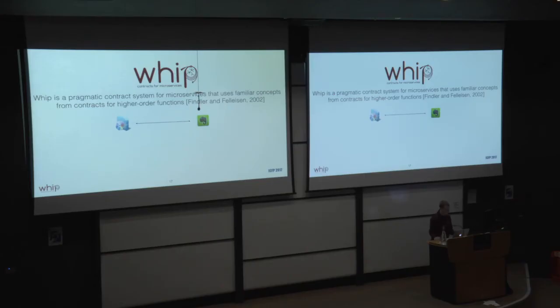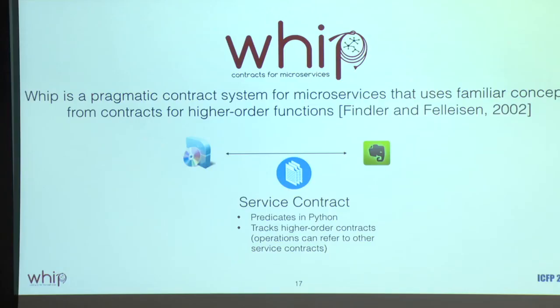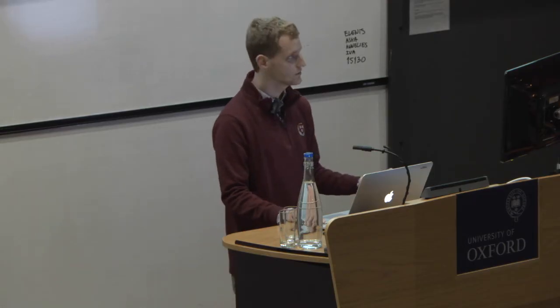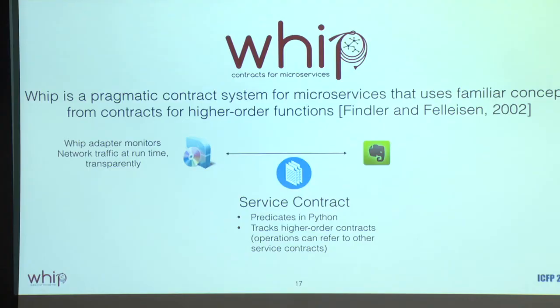So to address this problem, given our challenges, we developed WIP. WIP associates each service with a service contract. It's a precise and enforceable specification of the expectations of and promises to other services. WIP service contracts embed predicates written in a full-fledged programming language inside a domain-specific contract language. WIP checks these service contracts when the service is run by transparently intercepting the messages that they send and receive.